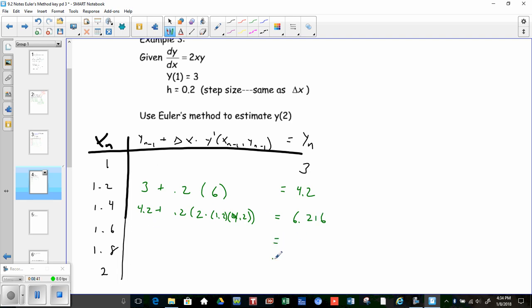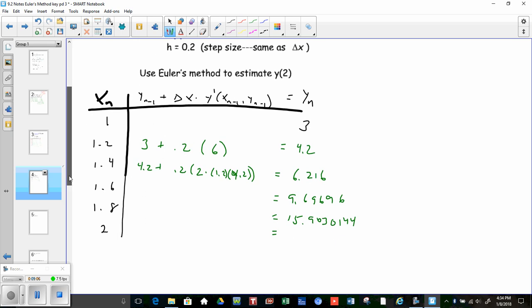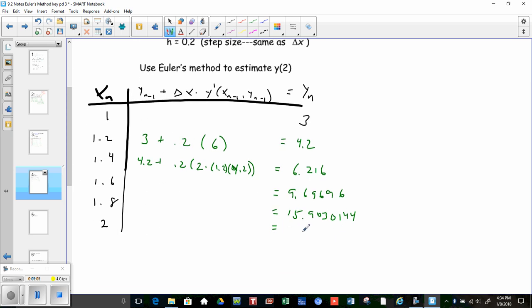So these are the values that we should end up with. You should end up with 9.69696. The next one's starting to get pretty long, 15.9030144. And again, write them all down. You need it. And then for the last step, this is the one you can actually chop off or truncate at 3 decimal places. I get 27.353.